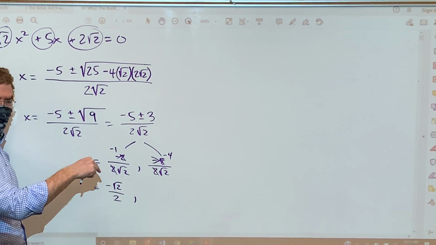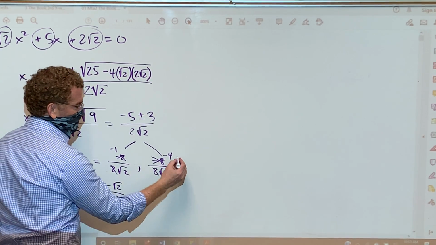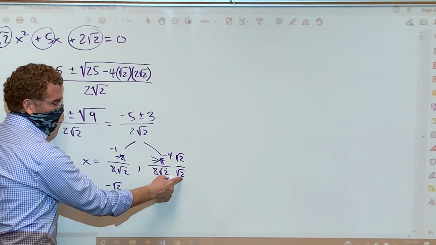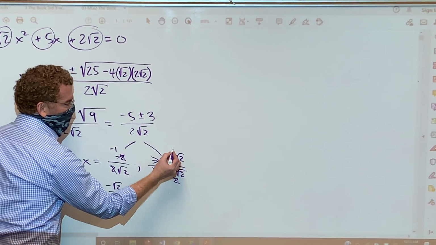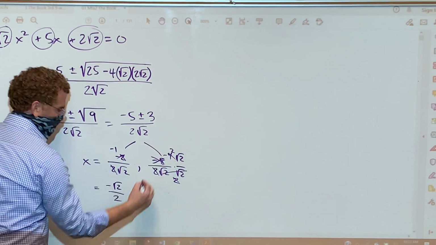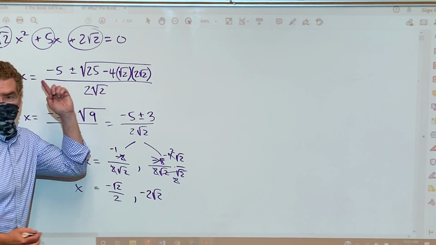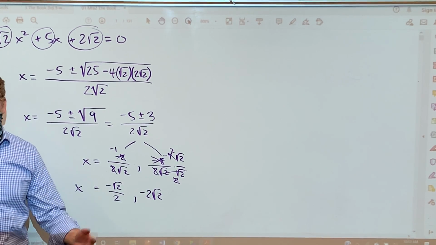But how do I rationalize it? The same thing. Same thing. And that would give me negative 4 root 2 over what? 2. Over regular 2. And then yes, I can cancel even further. And I end up with negative 2 root 2. And those would be my 2 x values that would make this true. So it's a little ugly, but whatever.